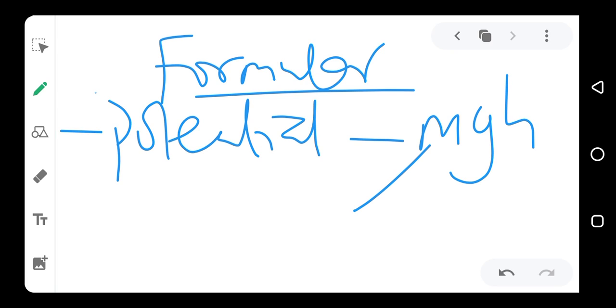mgh, where m is the mass of the object that we want to measure its energy, g is the acceleration due to gravity, and g is always 10. If they give you g, fine, but if you don't see g, always take it as 10. While h is the height or the level that the object is located. So if you combine these three things, we get the potential energy of the body that we are looking for.